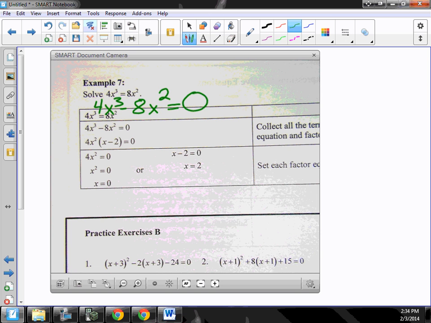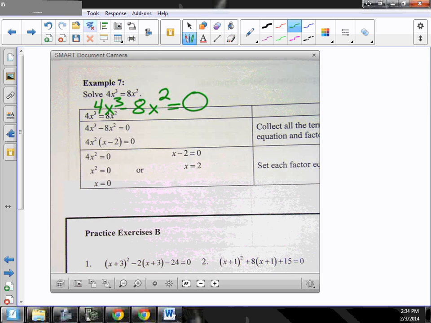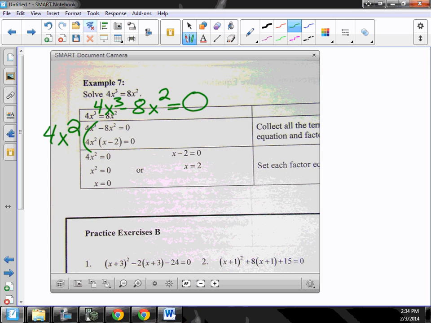Can I pull anything out? I can pull out an x squared and a 2, but a 4 would be better. So I'm going to pull out 4x squared. What's left? x minus 2 equals 0.